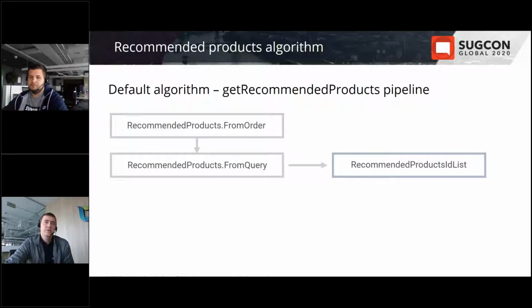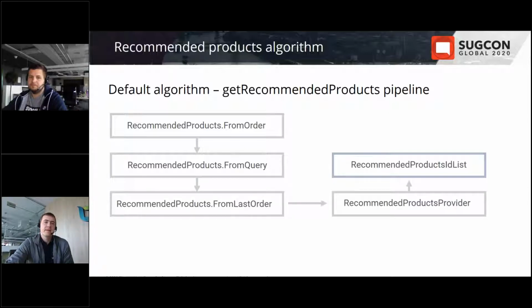Otherwise, Sitecore will run the query defined in the rendering data source, and matching products will be added to the recommendation list by passing through the recommended products provider. And finally, Sitecore will search for the last customer order in the purchase history. This step will apply to regular email campaigns if a query is not defined in the rendering parameters.